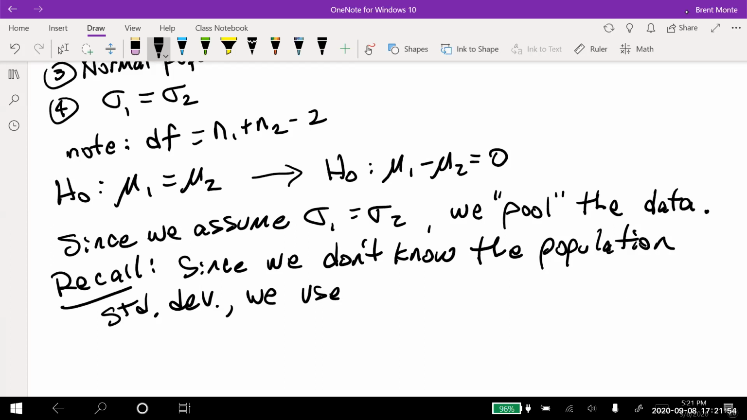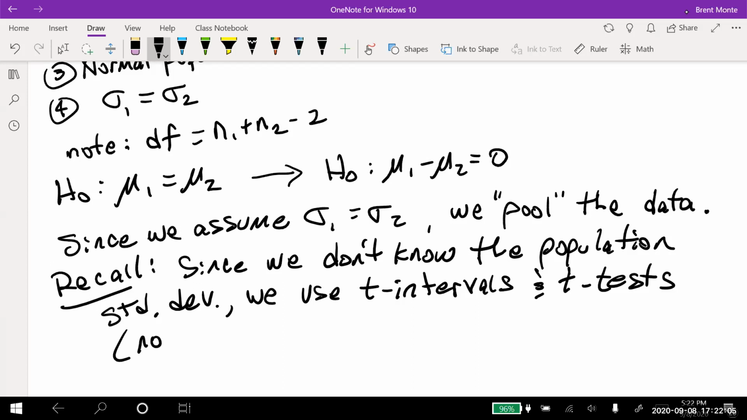We use t-intervals and t-tests. And by saying that, not z. So we're not using the z-interval or z-test, we use t-interval or t-test. And from there, let's just jump in.